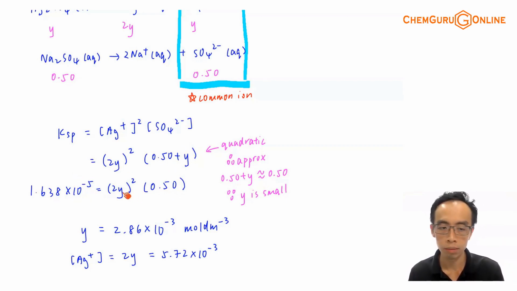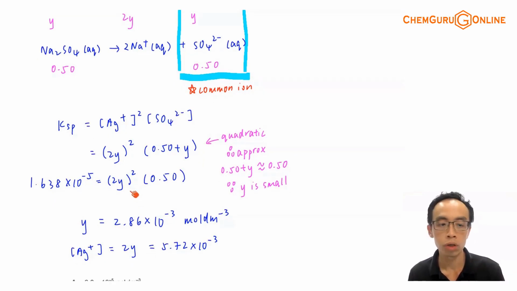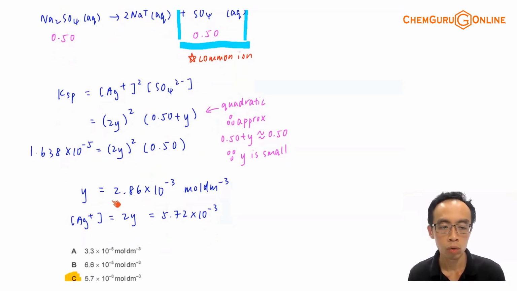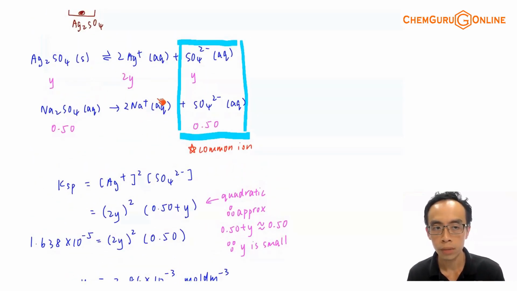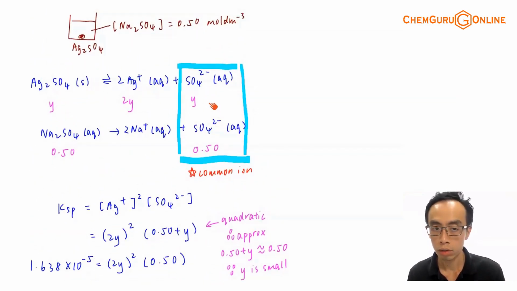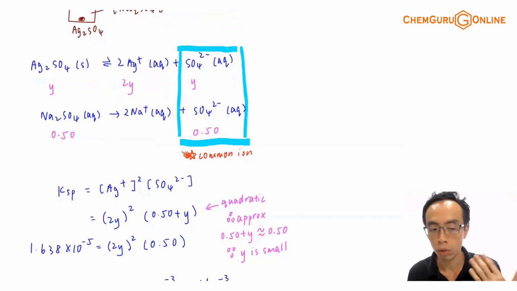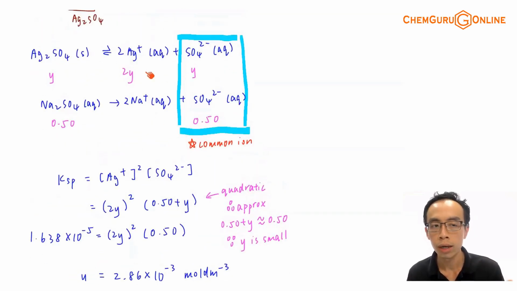KSP I've calculated previously, my y term is here. I'll have an equation involving y. So solve for y. y works out to be 2.86 times 10 to the power of minus 3. Now this is not the answer. We have to be very careful, because when you look back at the options, my y is not my Ag plus concentration. The question is asking for Ag plus concentration, and y, which is the solubility of your salt, actually gives me 2y concentration of Ag plus.